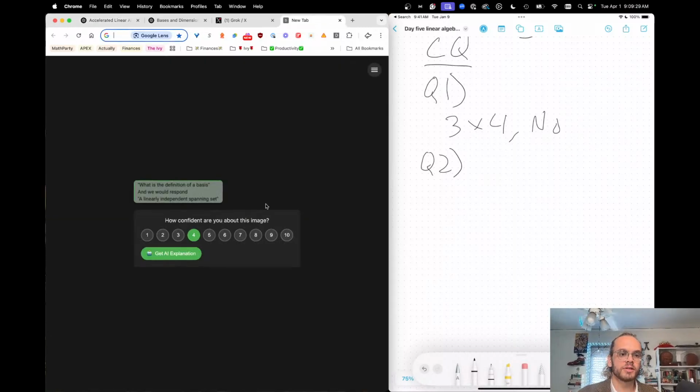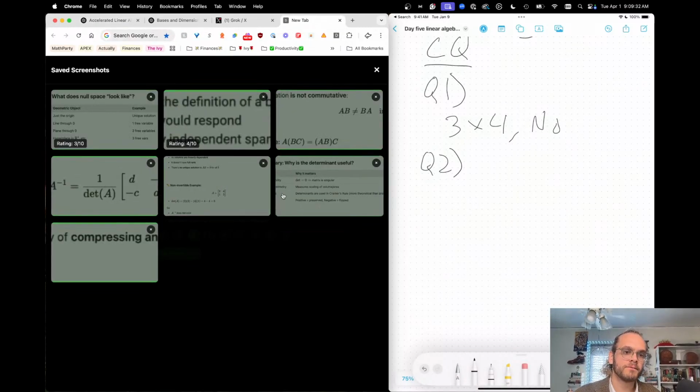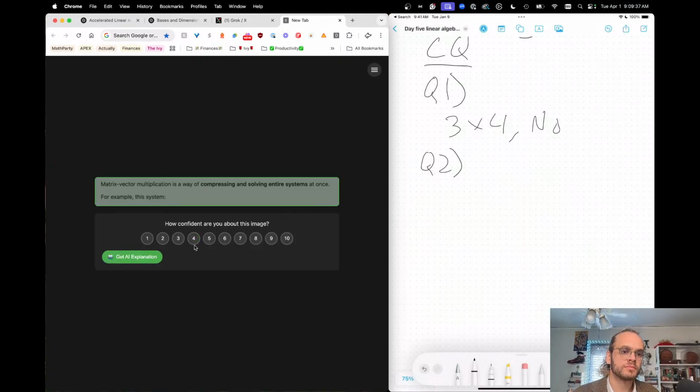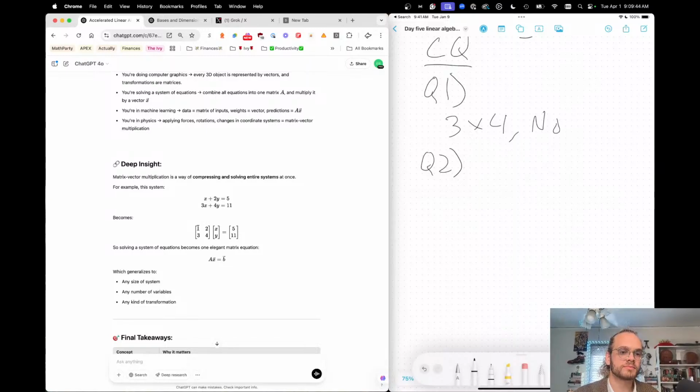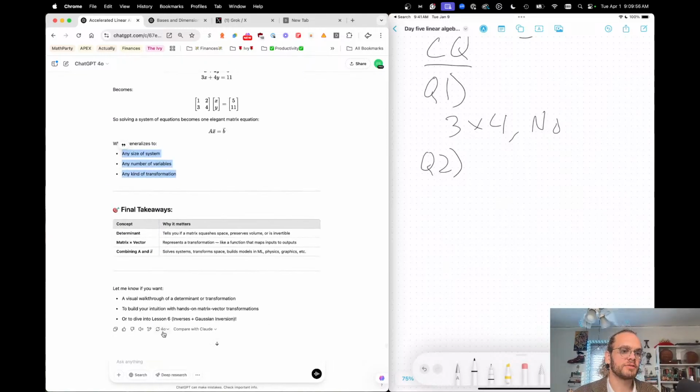And you'll see I can view all these screenshots here. I don't even know why I got that. For example, this system, that's awkward. Becomes this. So solving a system of equations becomes one elegant matrix equation. And it works for any size of system with any number of variables, any kind of transformation. This is cool. I'm kind of seeing how linear algebra connects to all the other math stuff. I get it with systems of equations.